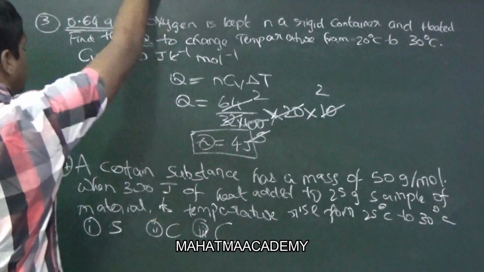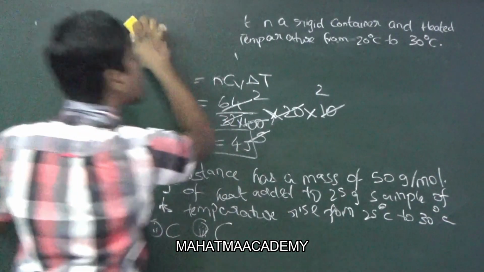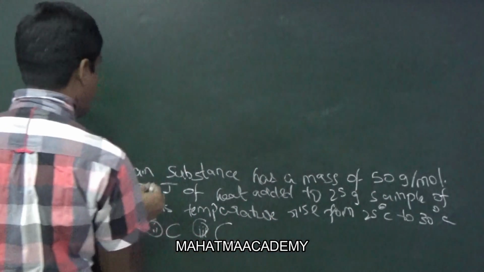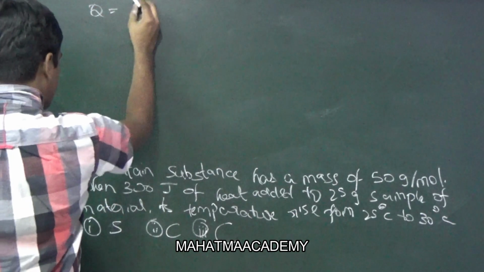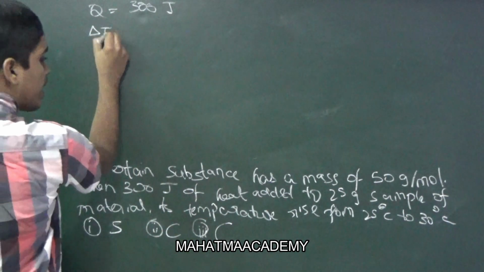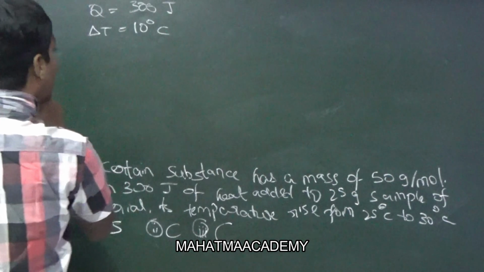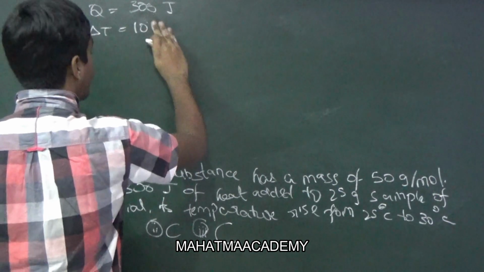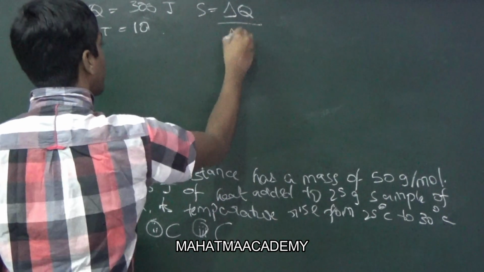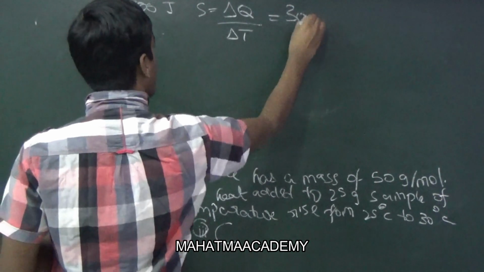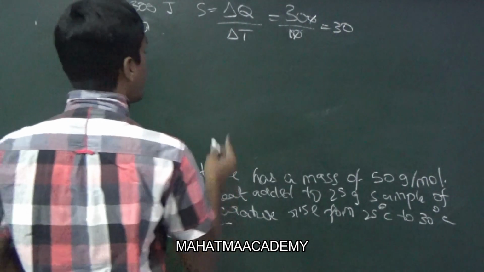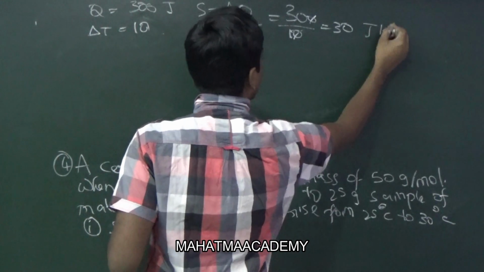Okay, let's discuss the downward question. In the question they have given Q. Q is equal to 300 joules and delta T is 10 degrees Celsius. From this, S is equal to delta Q upon delta T. Delta Q is 300 upon 10, that is 30 joule Kelvin inverse.